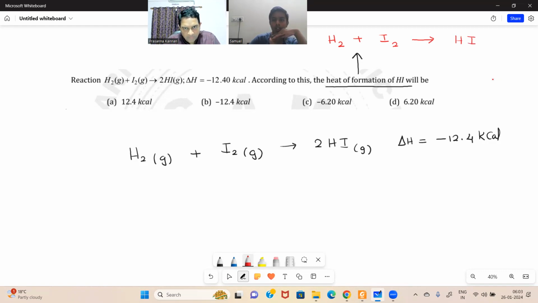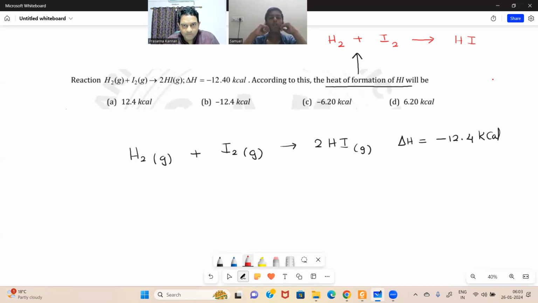Is it correct? But the equation is not balanced. So what do you do to balance it? Add 2 on the RHS. Can you tell the definition once again and tell me what I should do? Define the formation of HI.